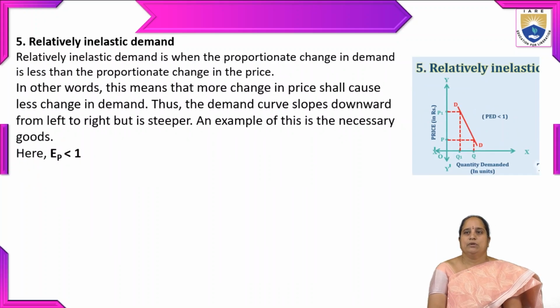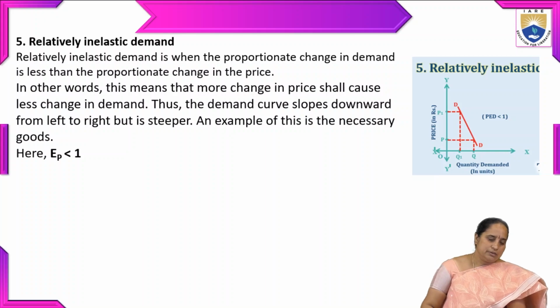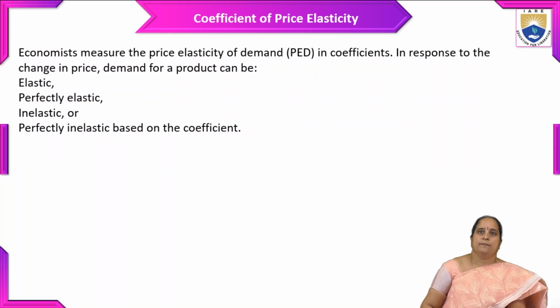Then comes relatively inelastic demand. Relatively inelastic demand is when the proportionate change in demand is less than the proportionate change in price. A larger change in price causes less change in demand. The demand curve slopes downward from left to right but is steeper. An example of this kind of demand is necessary goods, where the coefficient is less than 1.